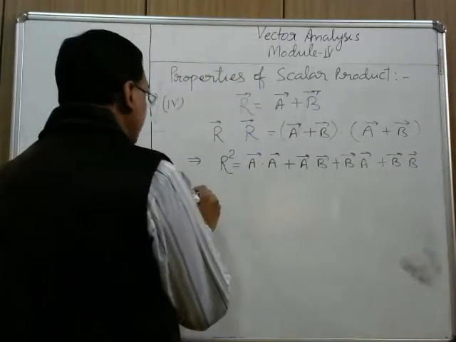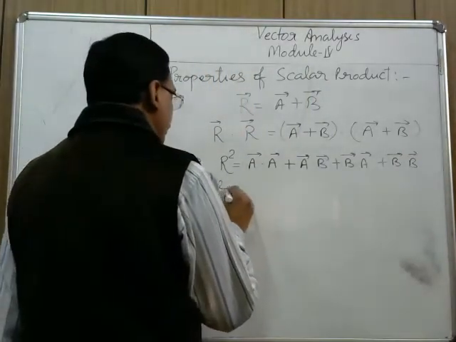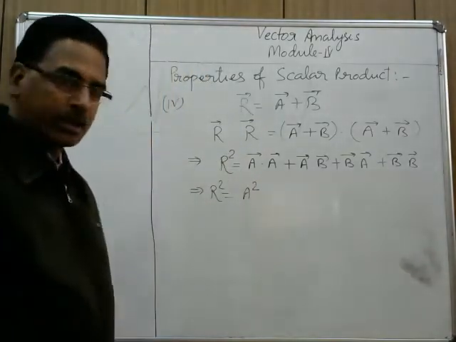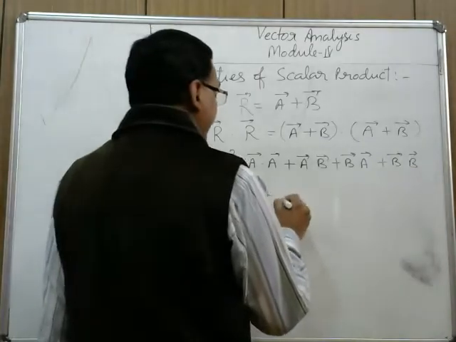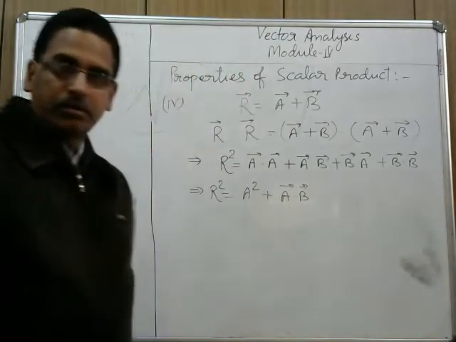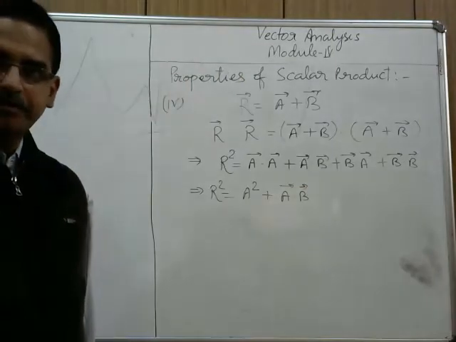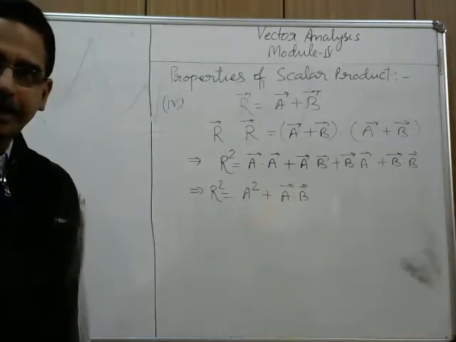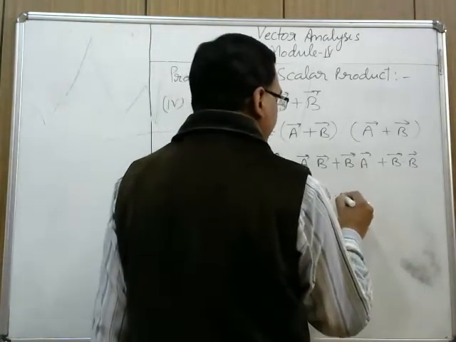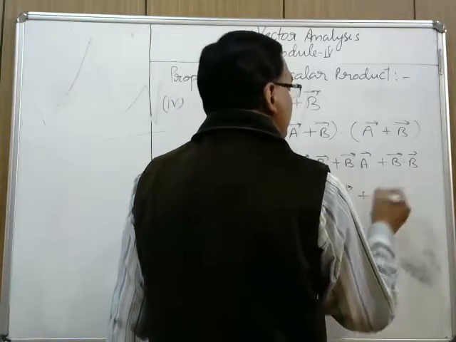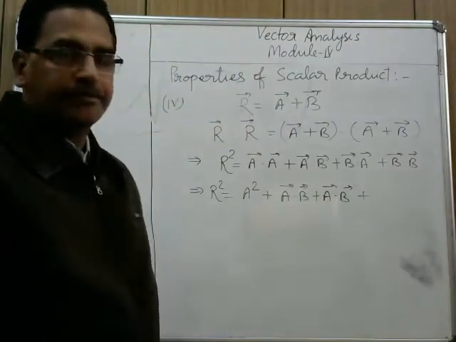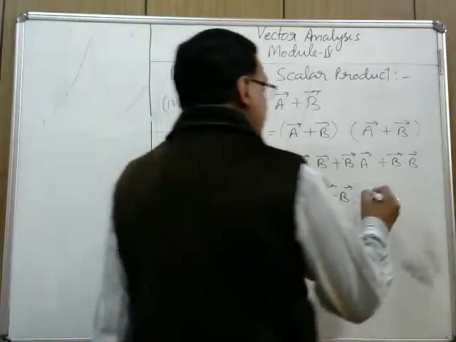This implies that R square equals A dot A, which is A square, by making use of the self product. This is A dot B, and as we know, the scalar product is commutative. A dot B is equal to B dot A, and therefore in place of B dot A we can write A dot B, plus B dot B, again making use of the property of self product. This is B square.